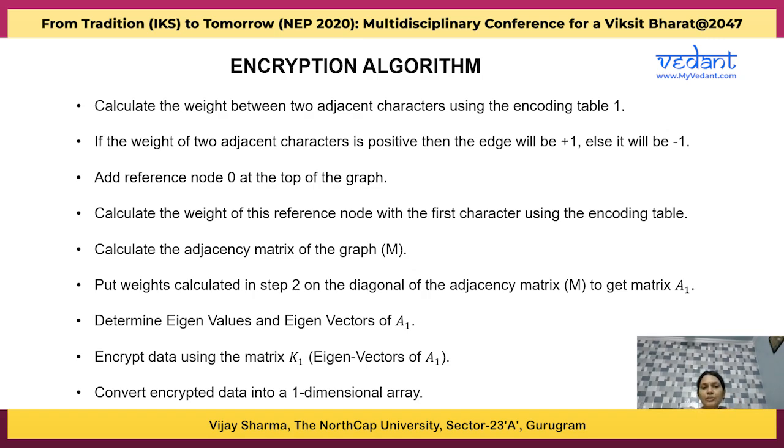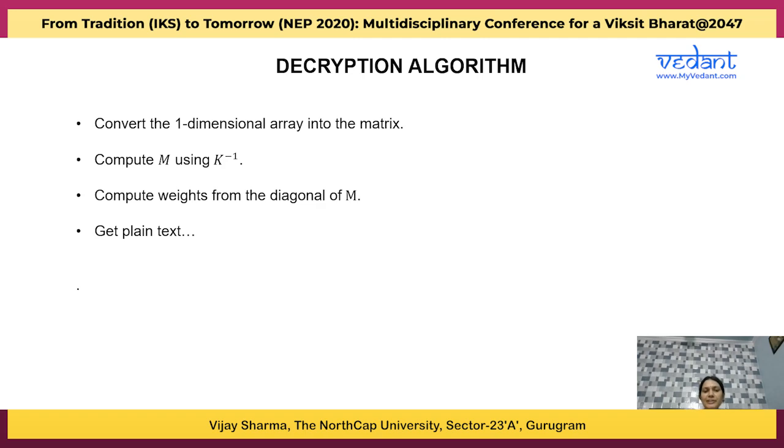Then we calculate the adjacency. We can easily find the adjacency matrix of the signed graph. Then we replace all the diagonals with the weights. Then we have to find eigenvalues and eigenvectors, and then we encrypt the data by using the eigenvectors matrix. Then we convert the encrypted data into a one-dimensional array. Similarly, we can do the reverse process for the decryption algorithm.